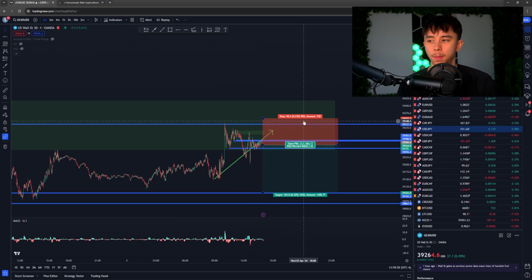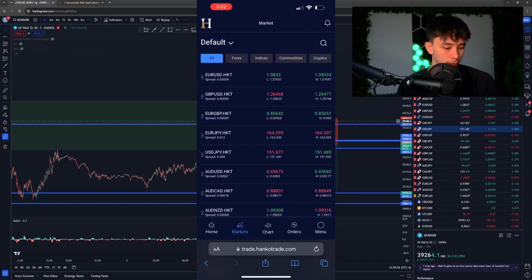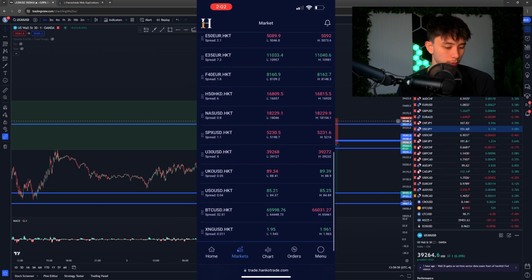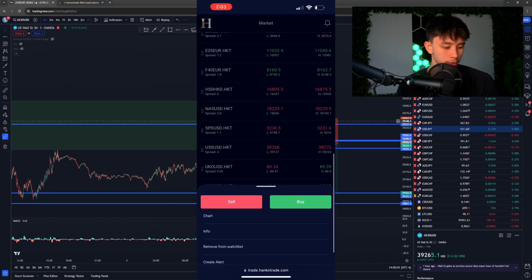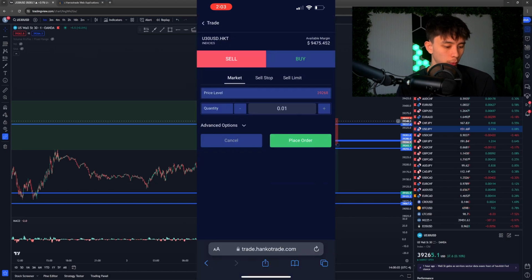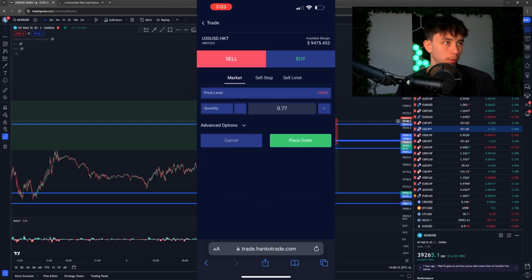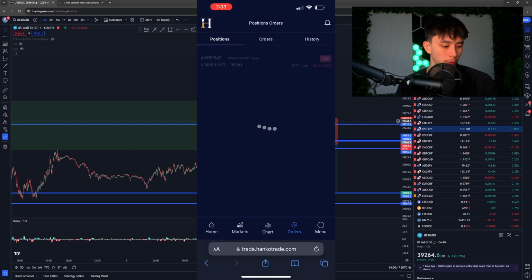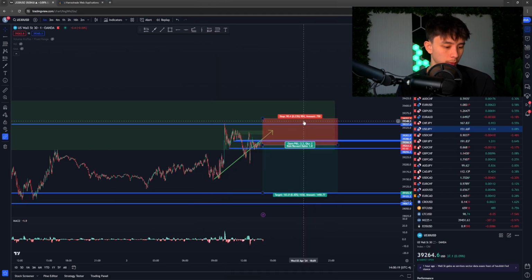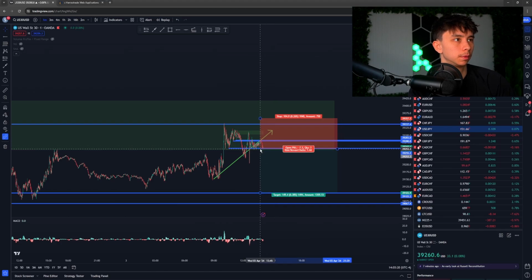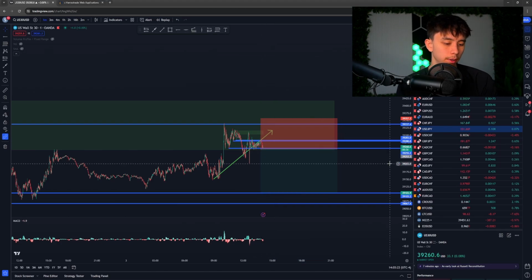Very simply, we're going to go to markets, scroll down till we see US30. We have US30 right here. Very simply, we're just going to click buy quantity. Then we're going to do 7.7. Boom. And then we are going to do sell. Almost actually went for buy there. We're going to do market here. We're just going to place that order. Now we entered a little bit further down like that. Just like that, we are in our trade.